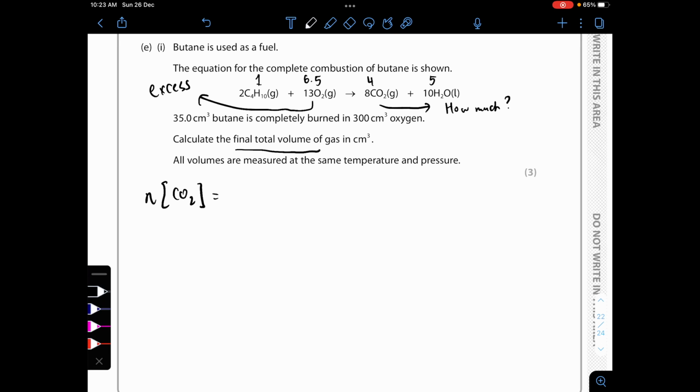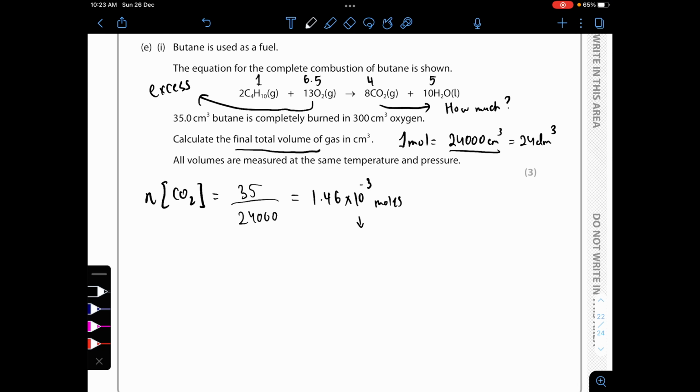So how do you work out the moles of carbon dioxide? We know that in 1 mole there are 24,000 cm³ of gas, or 24 dm³, but in this case we're using cm³, so we're going to use this value. 35 cm³ of butane. So how many moles is that? 35 divided by 24,000 gives us 1.46 times 10 to the power of minus 3 moles of C4H10. Then we times it by 4, because here there is a 1 to 4 ratio. This will give us 5.83 times 10 to the power of minus 3 moles of CO2 produced. So we know this.